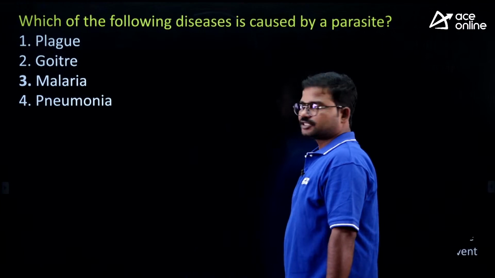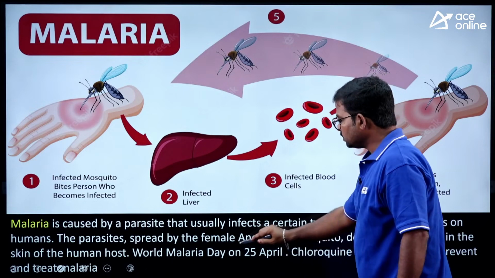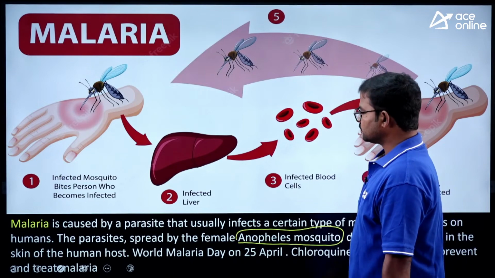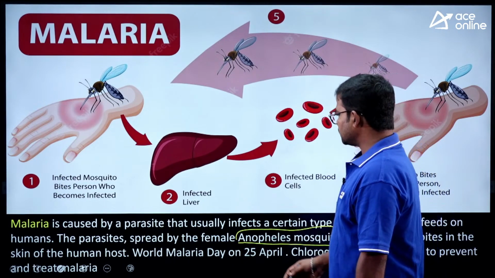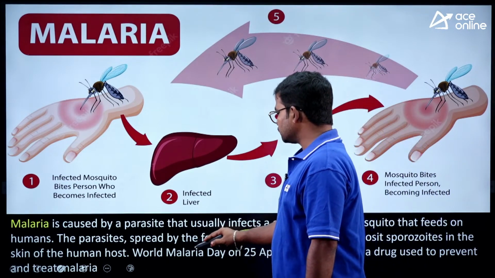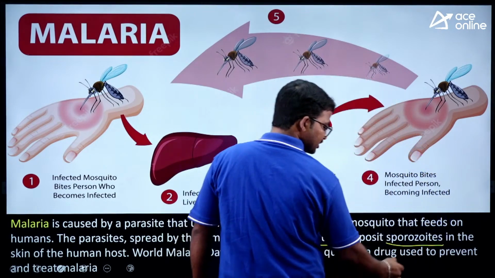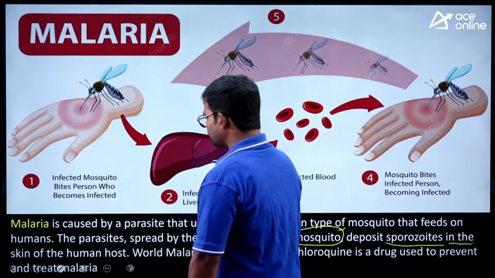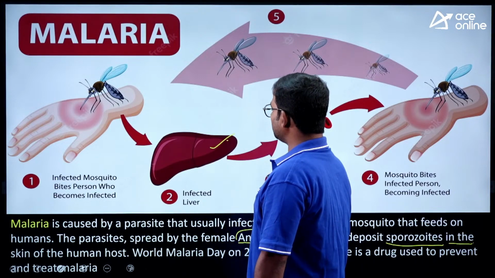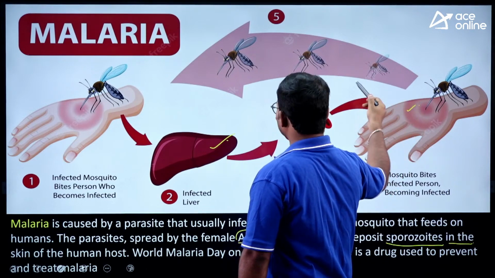Why? Because malaria is caused by the female mosquito. The name of the mosquito is Anopheles. So the Anopheles mosquito is responsible for malaria, and here is the information. These mosquitoes deposit sporozoites on the human body, on the skin. Because of that, mostly the liver may be infected. So finally, the people are suffering with this malaria.